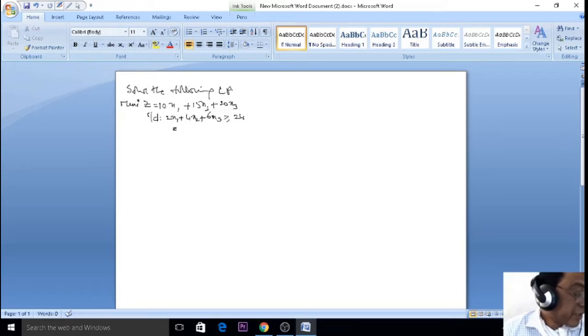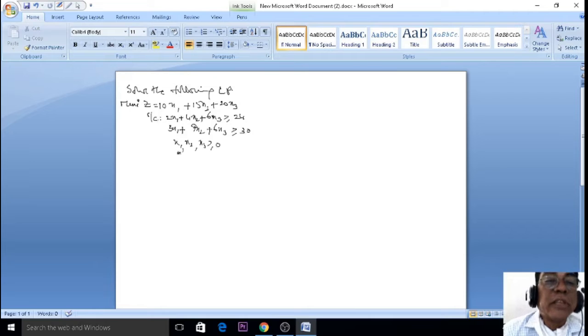Next equation, 3x1 plus 9x2 plus 6x3 greater than or equal to 30. Greater than or equal to 30. So x1, x2, x3 greater than or equal to 0.